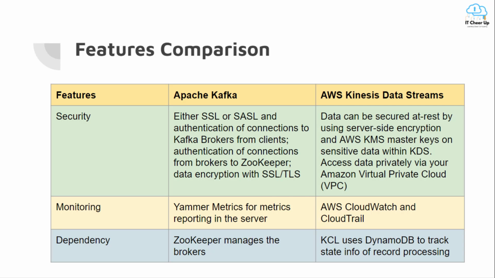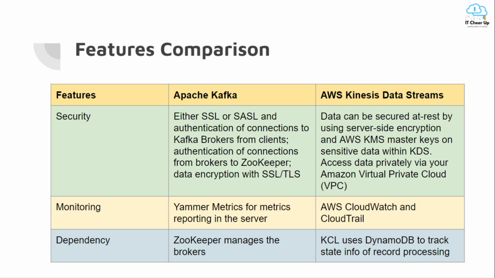Apache Kafka provides either SSL or SASL authentication of connections to the Kafka brokers from the clients, authentication of connections from brokers to ZooKeeper, and data encryption with SSL or TLS. Data in AWS KDS can be secured at rest by using server-side encryption and AWS KMS master keys on sensitive data within the KDS, and you can access data privately via the AWS VPC.